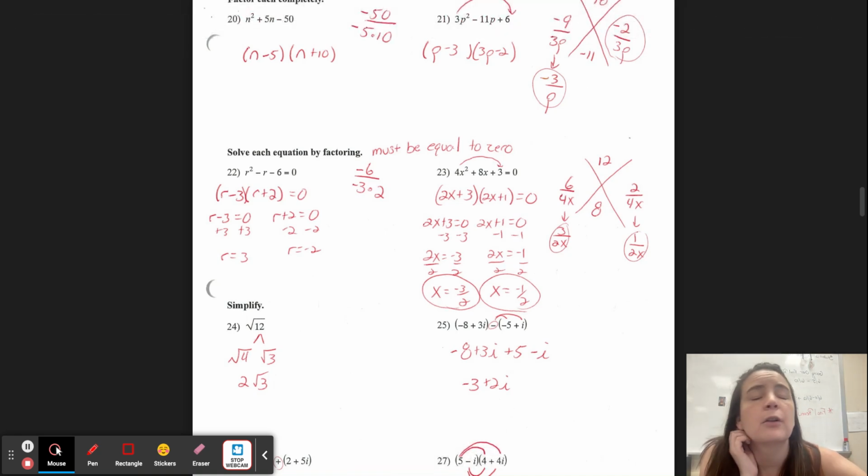For these problems, though, we're going to go the next step and solve. So we set them both equal to zero using the zero product property. We go ahead and just solve. So +3 gives me +3, -2 gives me -2.